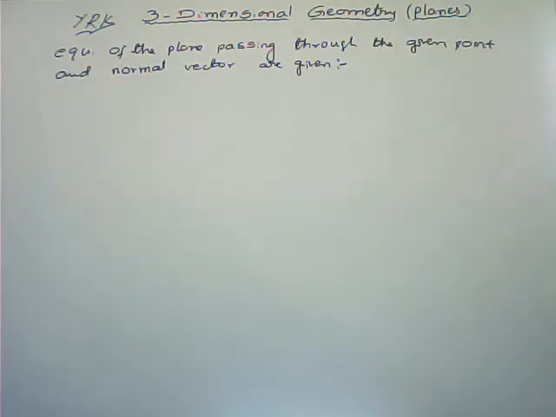The equation of the plane passing through the given point and the normal vector are given. In the previous condition, the perpendicular distance from the origin to the plane and the normal unit vector were given. We can find the equation of the plane, that is r bar dot n cap is equal to d.